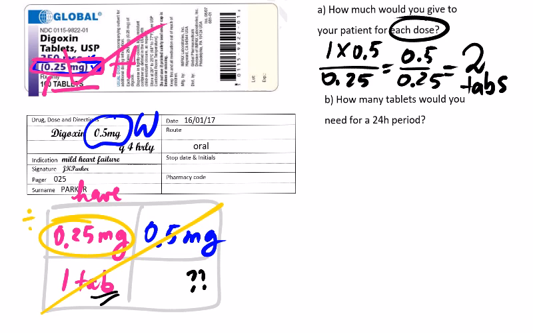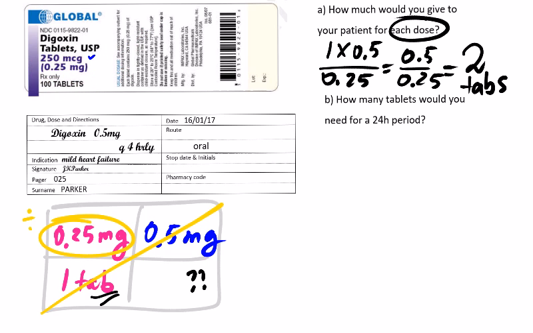The second question says, how many tablets would you need for a 24-hour period? So let's come back here and check in the chart what we have in terms of the directions, how we deliver it. Every 4 hourly. Sometimes we see that written as every 4 hours or just 4 hourly. That means that for each lot of 4 hours, we give 1 dose.